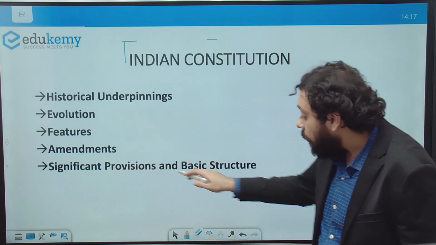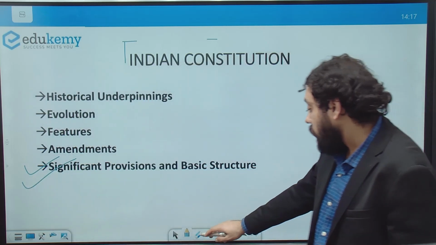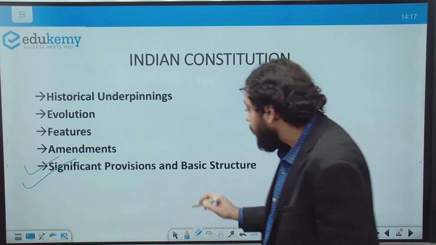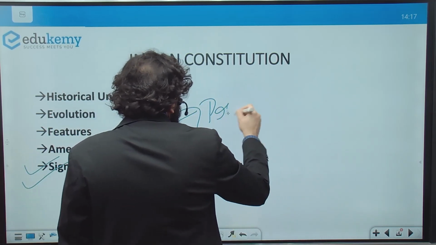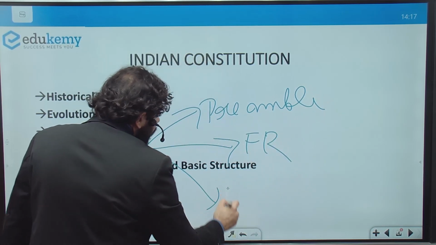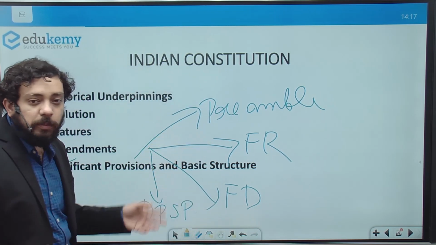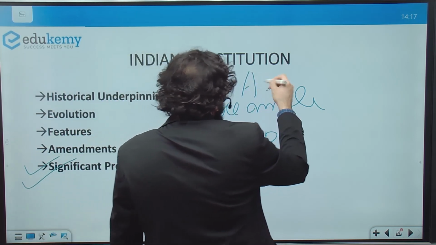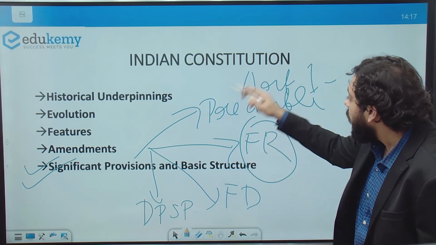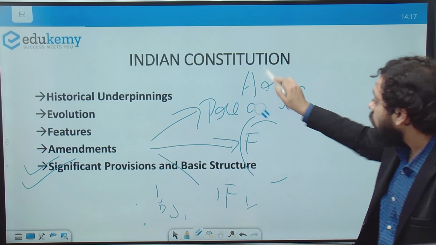And then there is the last and very important topic. If there is one very important topic in the entire GS2 syllabus in terms of its coverage in the examination, it is significant provisions and basic structure. Significant provisions include something like the preamble, then the fundamental rights, then the fundamental duties, and then the DPSP, the Directive Principles of State Policy. Generally speaking, Article 1 to Article 51 of the Constitution of India can be classified as the significant provisions, more importantly the fundamental rights and the preamble. So this is what we mean by a significant provision, what is very important within the Constitution itself.